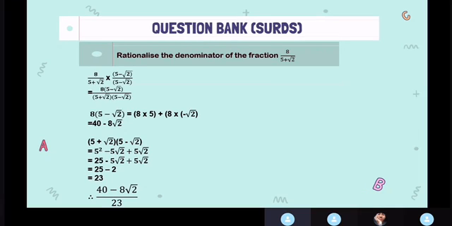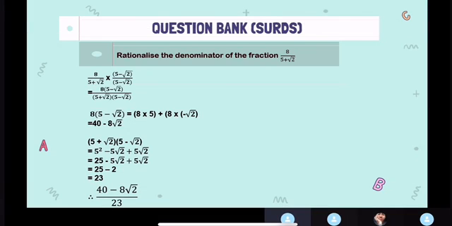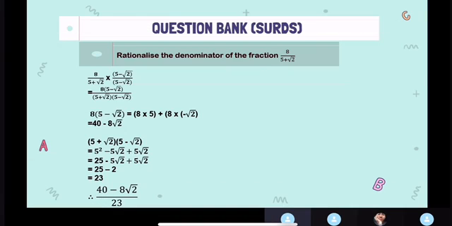For the third question, rationalize the denominator of the fraction 8 over 5 plus root 2. Because the surd is at the denominator, we need to multiply the top and the bottom of the fraction by the denominator with the sign changed. Meaning, plus becomes minus and minus becomes plus. This means we must multiply by 5 minus root 2. This is going to involve some bracket expanding.